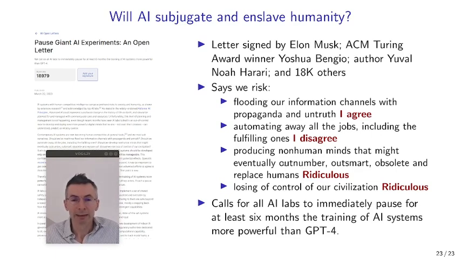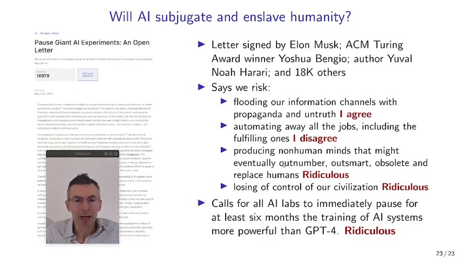And then finally, the letter calls for all AI labs to immediately pause for at least 6 months the training of AI systems more powerful than GPT-4. Well, I'm saying that's ridiculous as well. First of all, if the problem was as big as they claim, then 6 months is just a drop in the ocean. It's like saying I'm going to put out a forest fire with a bucket full of water. I mean, it's just on the wrong scale.